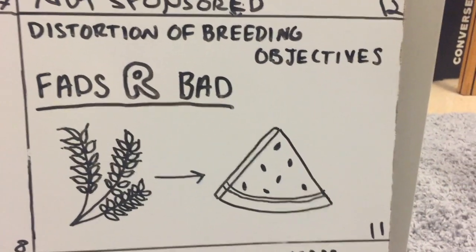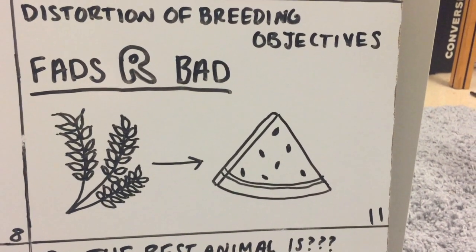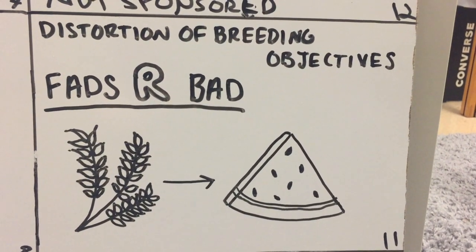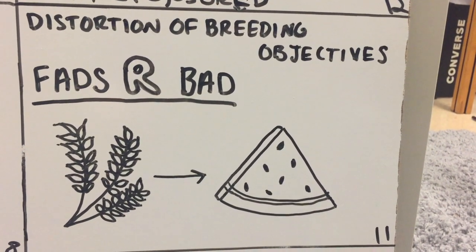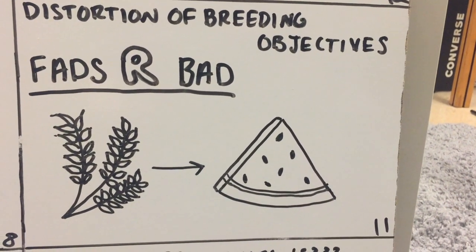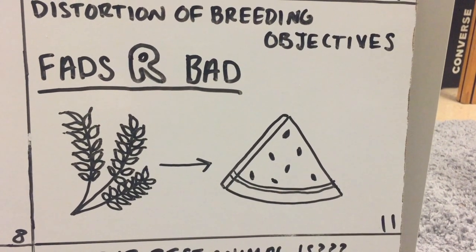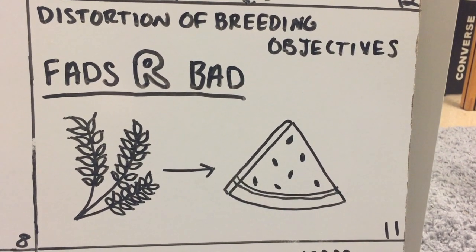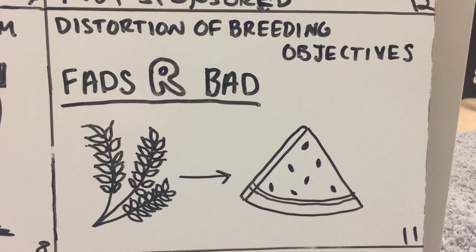So, lastly, you also have to be careful of looking for distortion of breeding objectives, otherwise known as fads. Fads are bad. For example, if you're a wheat farmer and watermelons become wildly popular, you should not change to growing completely watermelons, because you will have to destroy your entire wheat field and add new nutrients and spend a lot more money to raise these watermelons. It would be a lot more cost effective to raise wheat instead. Wheat is good year-round.